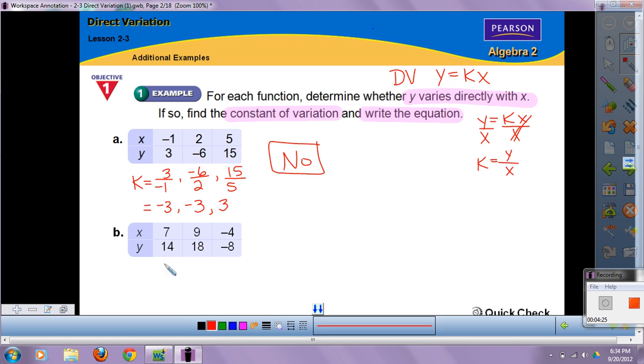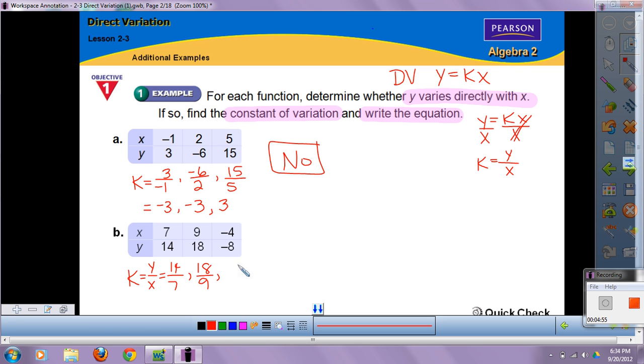Let's look at B. So again, to determine if y varies directly with x, the k must be constant in order for it to be a direct variation. So we need to find our k. And k is simply y divided by x, so we're going to do that for each ordered pair. Your y in this case is 14 divided by x, which is 7. Your y in this case is 18 divided by x, which is 9.